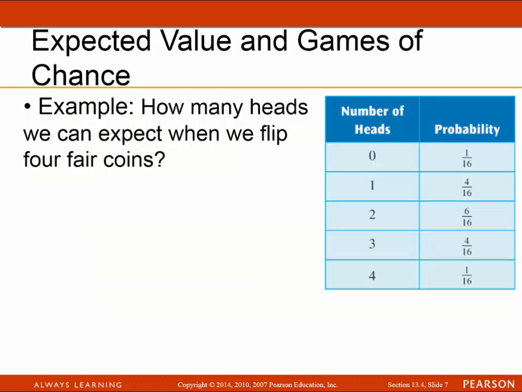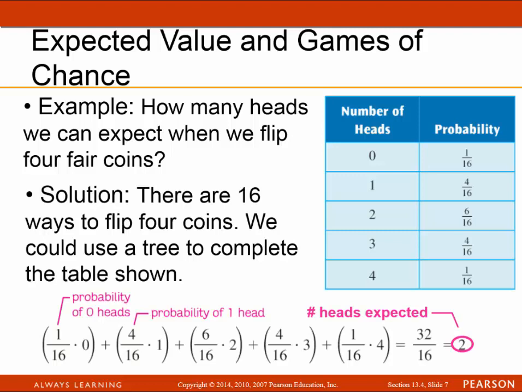So here's an example. How many heads can we expect when we flip 4 fair coins? So here are the probabilities. The number of heads is 0, 1, 2, 3, or 4, right? Those are the possible outcomes when we flip 4 coins. The probability for each one is given on this table. The probability of getting 0 heads, or all tails, is 1 out of 16. The probability of getting 2 heads out of the 4 flips is 6 out of 16, and the probability of getting 4 heads out of the 4 flips is 1 out of 16. Here we know that there are 16 ways to flip 4 coins. Now we can do a tree diagram to find out that we in fact have 16 possibilities.